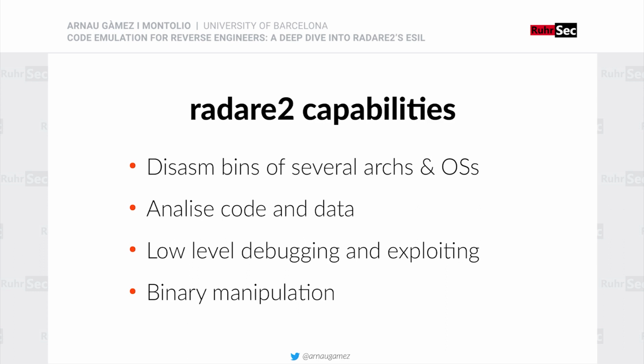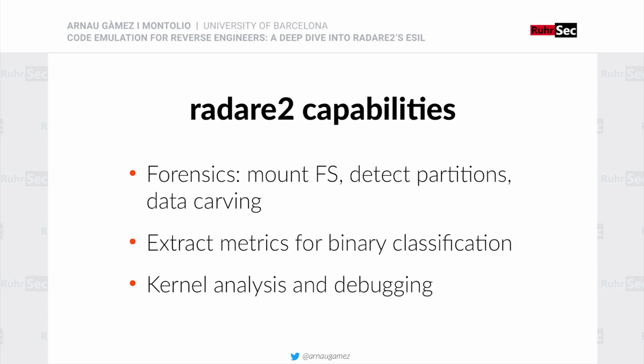What are the radare2 capabilities? Very briefly, it can, of course, disassemble binaries of several architectures and operating systems. It can be used for analyzing code and data, as well as doing low-level debugging, and it also has some features to help us with exploiting. Of course, we can do all sorts of binary manipulation, and it has some features to deal with forensics, like mounting file systems, testing partitions, doing data carving on raw images, not assuming any format at all.